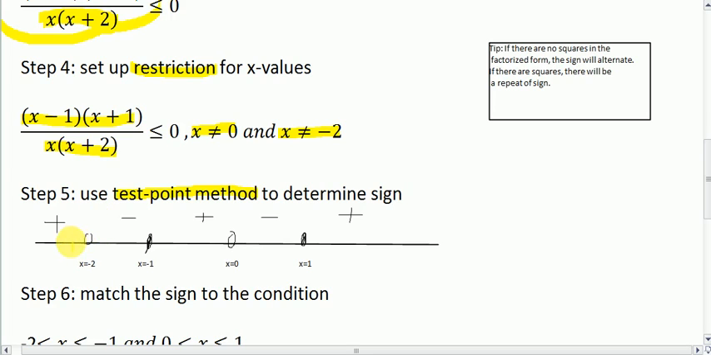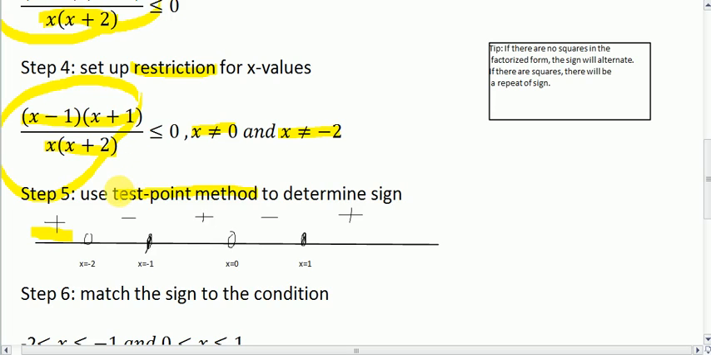So to test the sign of each interval, we will need to substitute a value in the range. For right here, the domain is x less than negative 2. So we can substitute x equals negative 3 into this function to see the value, whether it is negative or positive.